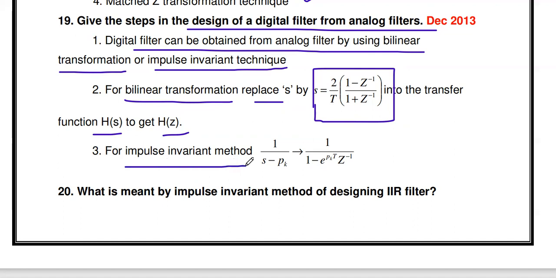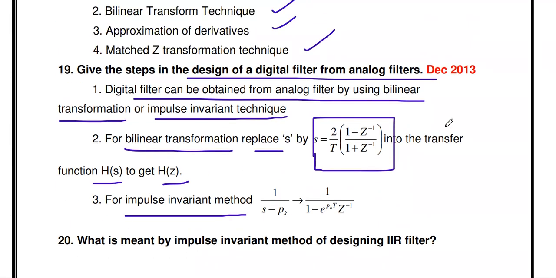But in the impulse invariant method, we have to map 1 by (S minus the pole p_k) into 1 by (1 minus e power p_k T times Z inverse). So we have to convert like that. These are all the steps to be followed in the design of a digital filter from analog.